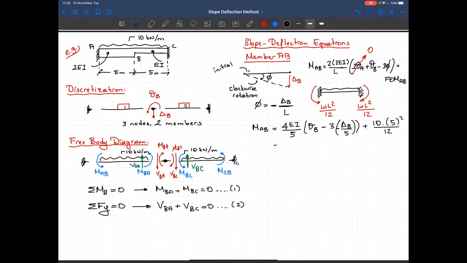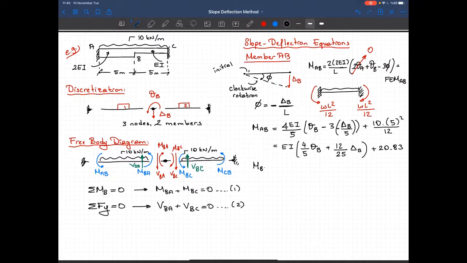And from that I obtain M_AB as equal to EI times (4 over 5 theta B plus 12 over 25 delta B) plus 20.83. That's M_AB. Now let's write down M_BA.